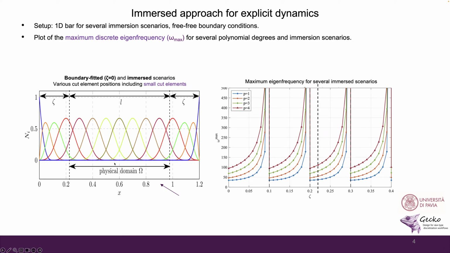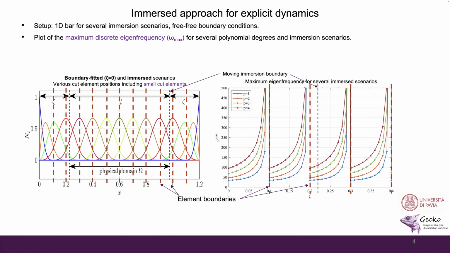In the left plot, we can see the IGA basis functions that discretize the bar. The variable zeta is the moving immersed boundary implemented symmetrically from both sides and can replicate many immersed or cut element positions. The red lines indicate the element boundaries. By increasing progressively the immersion boundary towards the element boundary, the physical volume decreases until the two boundaries coincide, meaning a whole element is completely outside of the physical domain, and keep increasing zeta will repeat that process.